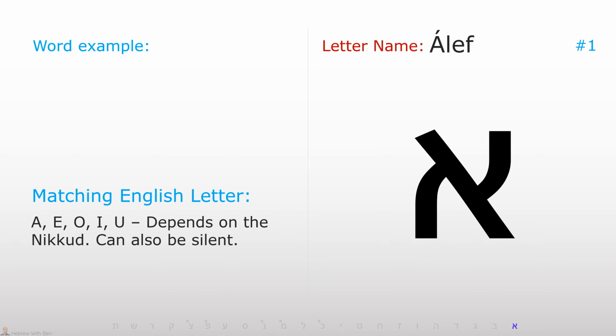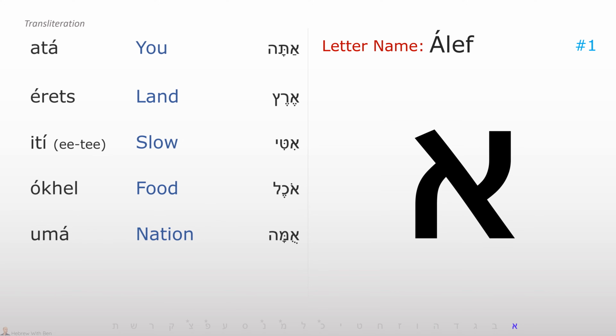Let's look at the words on the screen. They all start with Aleph, but if you look at the transliteration, you will see that the Aleph matches a different English letter in each word. Ata, Eretz, Iti, Ochel, Uma. Let me highlight the letter Aleph and the matching English letter so you see it clearly.